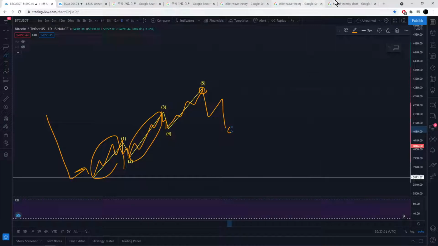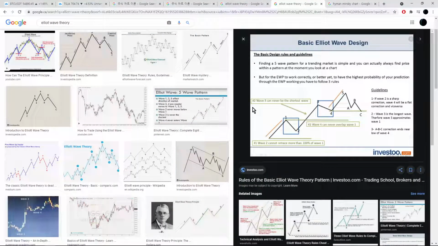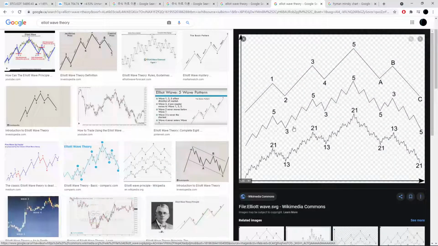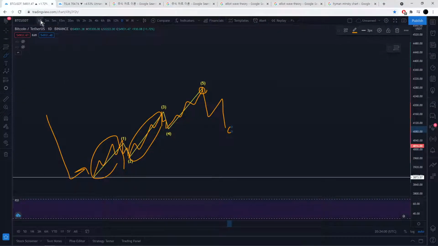If you look at this picture right here, you can see that one big impulse will consist of many small impulses and corrections, and so on. You can think of this as 1 minute, this is maybe 15 minutes, and this is 1 hour. I'll show you an example.